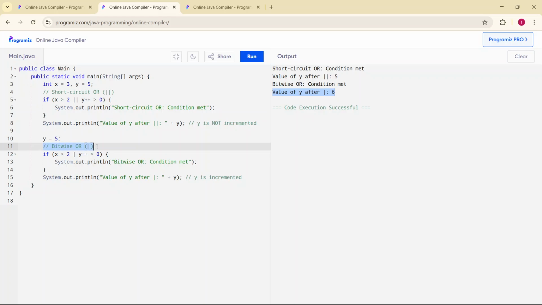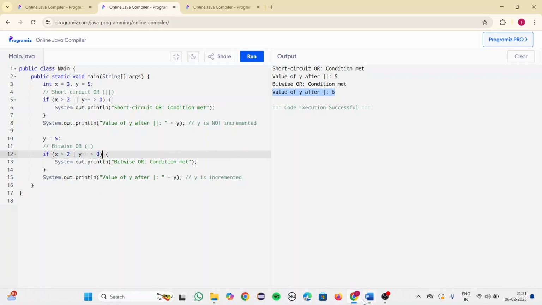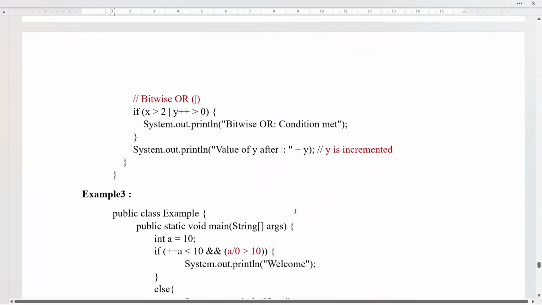Bitwise OR operator, the y value is incremented because here both the arguments are being executed. So we'll see in the next example. Example 3.